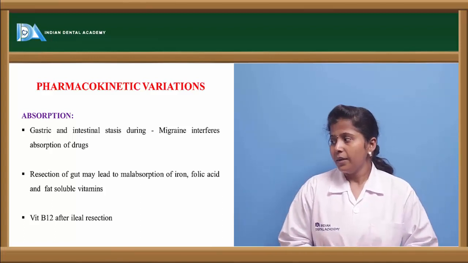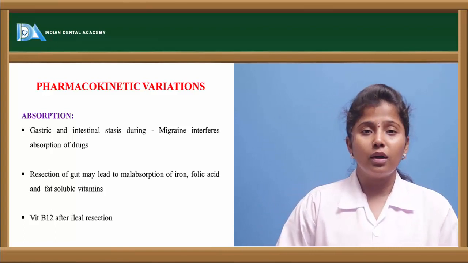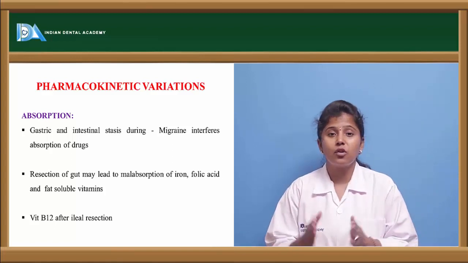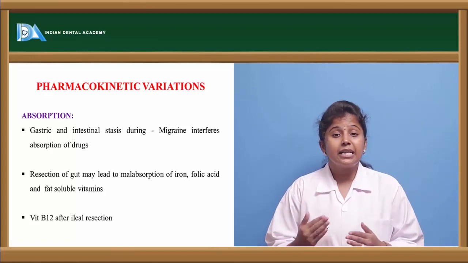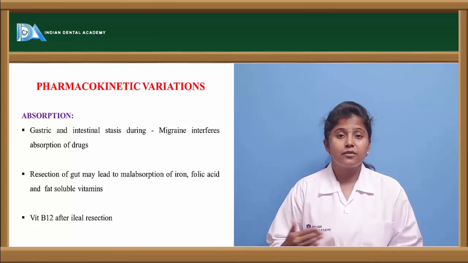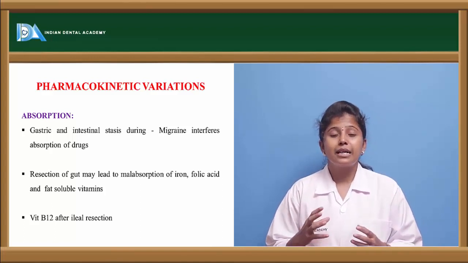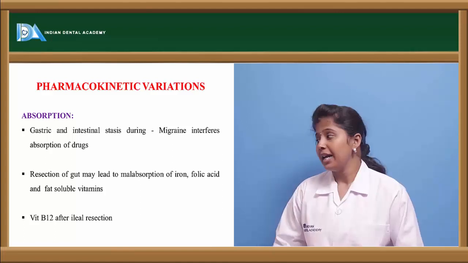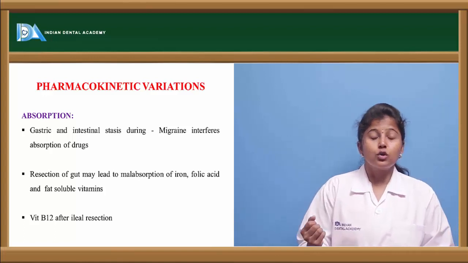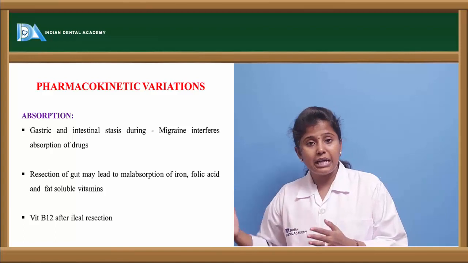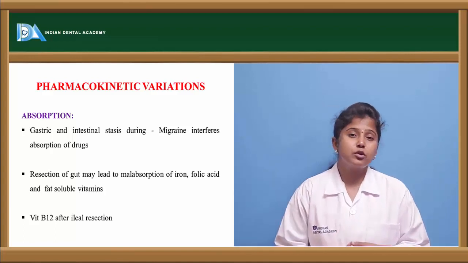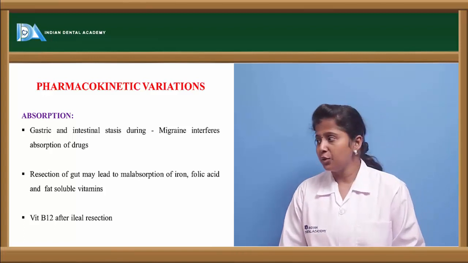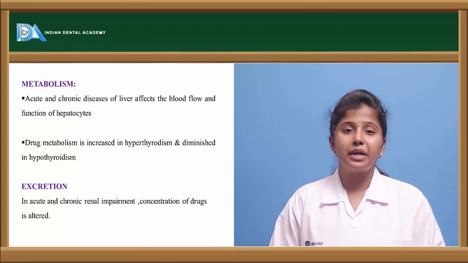And resection of the gut. If there is any resection or removal of any part of the intestine, like the ileum or stomach region, then the absorption of compounds like iron and folic acid will be reduced. In the intestine, nutrients or vitamins like vitamin B12, folic acid as well as iron get absorbed. So if a part of the intestine like the ileum is removed, then the absorption won't take place. If absorption is not taking place, that may lead to deficiency of the nutrients, leading to malnutrition. Let us see how metabolism is affected.